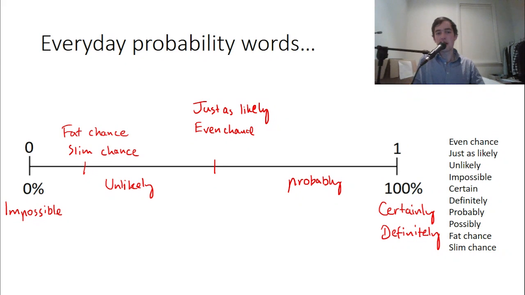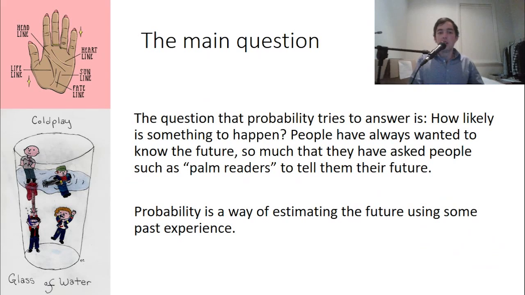So when we ask how likely something is to happen, you've got likely on one side and unlikely on the other side. So these are words you use in everyday life, but they line up on a line from 0 to 1 when we're talking about probability and maths. So, as we said, the main question is how likely is something to happen? People have always wanted to know the future. This has always been a hot topic. Even Coldplay sung a song about it.